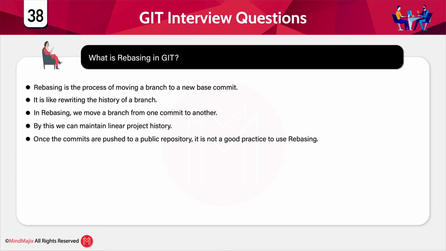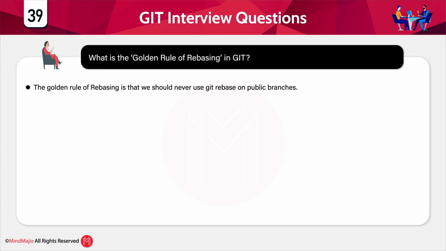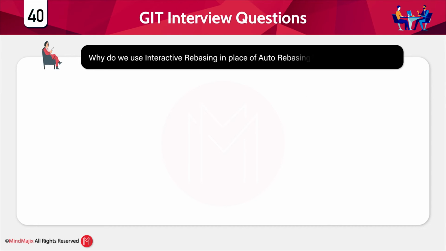See, linear fashion, we can attach, we can branch. See, by using this, we can maintain what? Linear project history. Git merging is a non-linear way. Rebasing is what? Linear way. See, what is golden rule of rebasing? Okay, the golden rule of rebasing is that we should never use git rebase on public branches, guys. If other people are using the same branch, then they may get confused by looking at the changes in master branch after git rebasing.